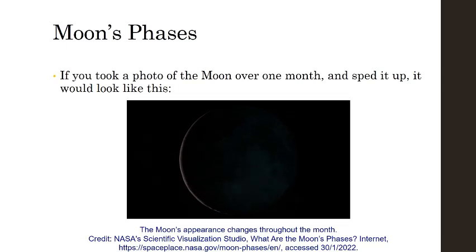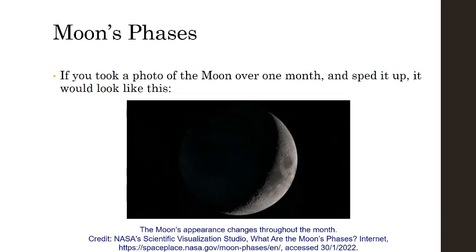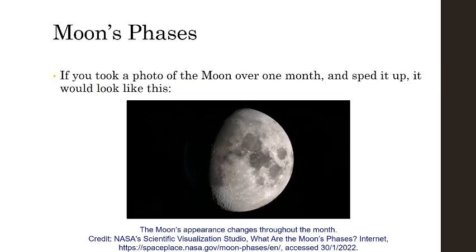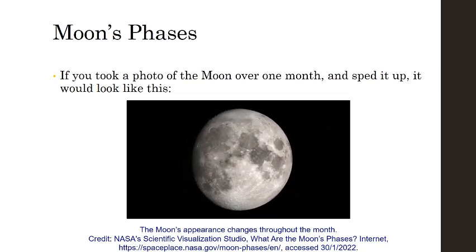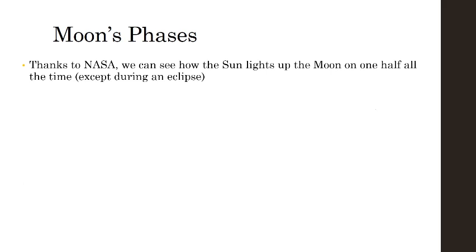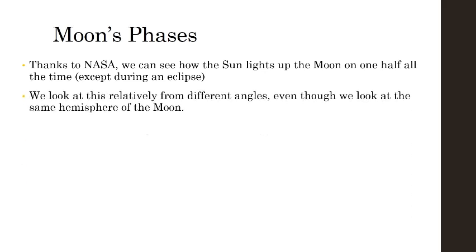And so we talk about the phases of the moon going from a crescent to a half phase to a full phase or full moon. So the moon's phases. Thanks to NASA, we can see how the sun lights up the moon on one half all the time, except during an eclipse.